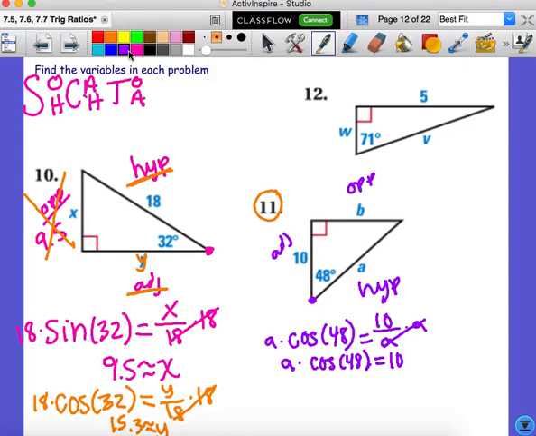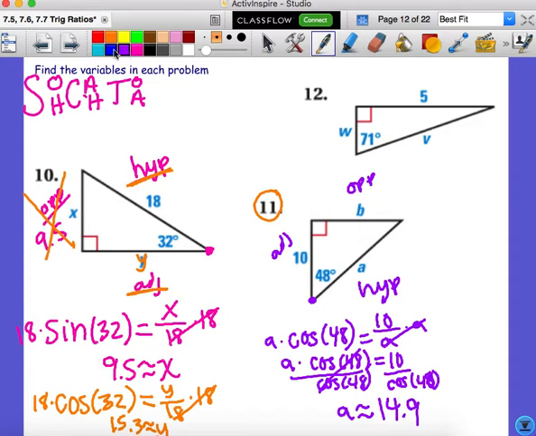If I'm trying to get a by itself, it's being multiplied by something. So we're going to divide by that something. And what we do to one side, we have to do to the other. So in my calculator, I'm going to type in 10 divided by the cosine of 48 to find that a is approximately 14.9.